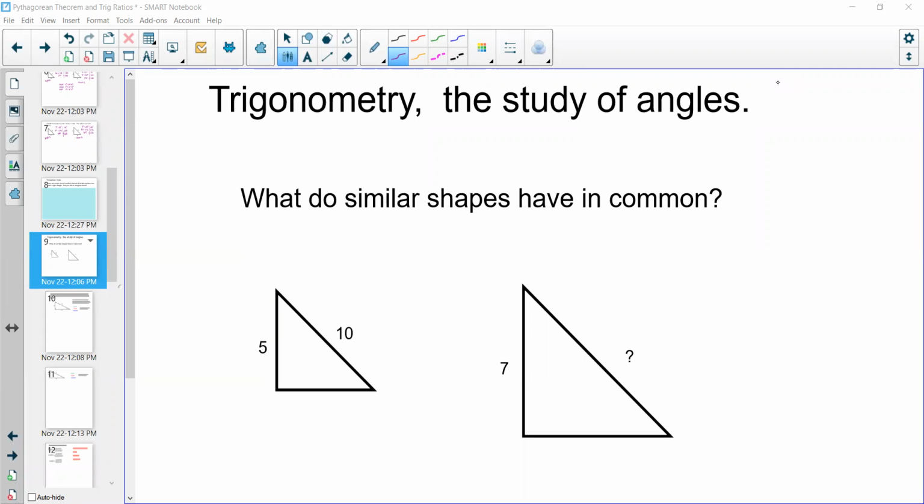Hi, this is Mrs. Kidman, and in this video, we are going to talk about trigonometry, which is the study of angles. So when we talk about the study of angles, really what we're looking at when it comes to trigonometry is right triangles and how their angles are related to one another.